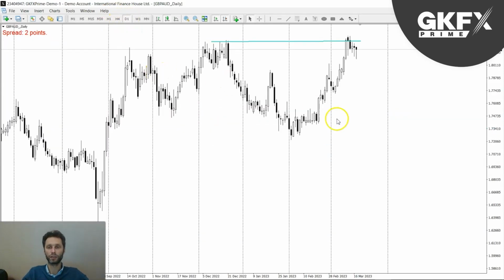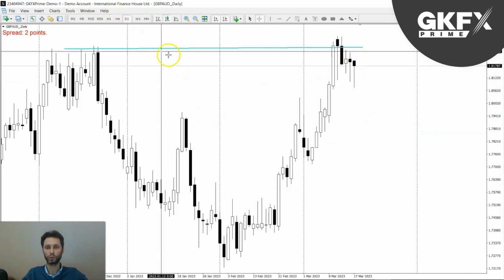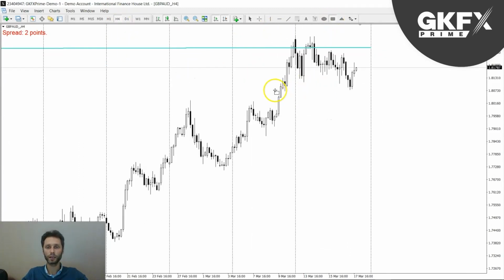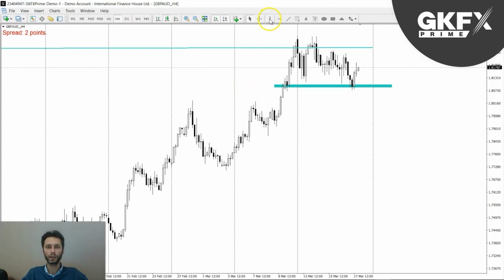So if I look on the daily, you can see we've had a few candles that pulled back. If I look on the 4 hour, here's a level, and I can see that there is a gap in the price here. So what I'll be expecting, if I just remove that, let me just draw a more accurate line.